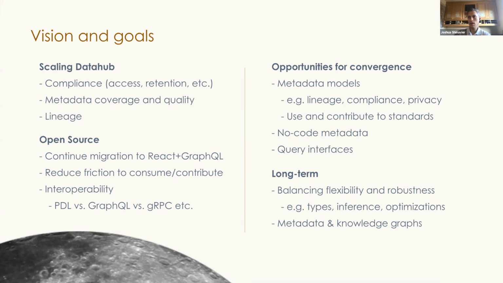And I just added metadata and knowledge graphs because that's kind of my bias. I see a lot of companies building large-scale knowledge graphs, and they really don't have a good solution for managing their metadata. And so I see DataHub as potentially leading the pack as a data catalog for enterprise knowledge graphs. And that is about it, unless there are any questions.